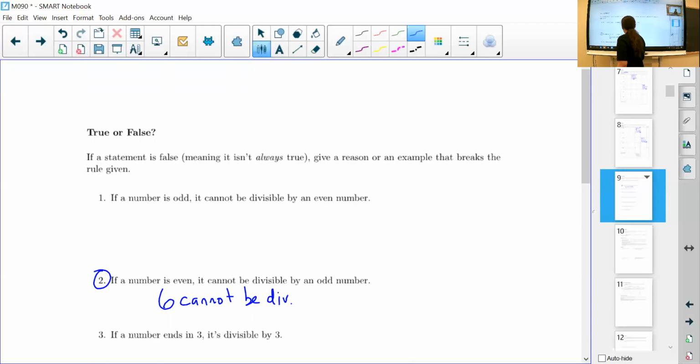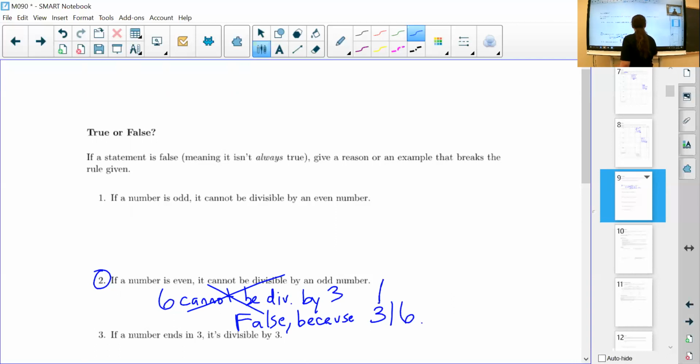This is false. We're saying 6 cannot be divisible by 3, but it is. 6 is a multiple of 3. So this is false. Because 3 divides into 6. 3 is odd. 6 is even. So you can find these counterexamples when it's false, or you can give explanations when it's true. That's pages 7 through 9.